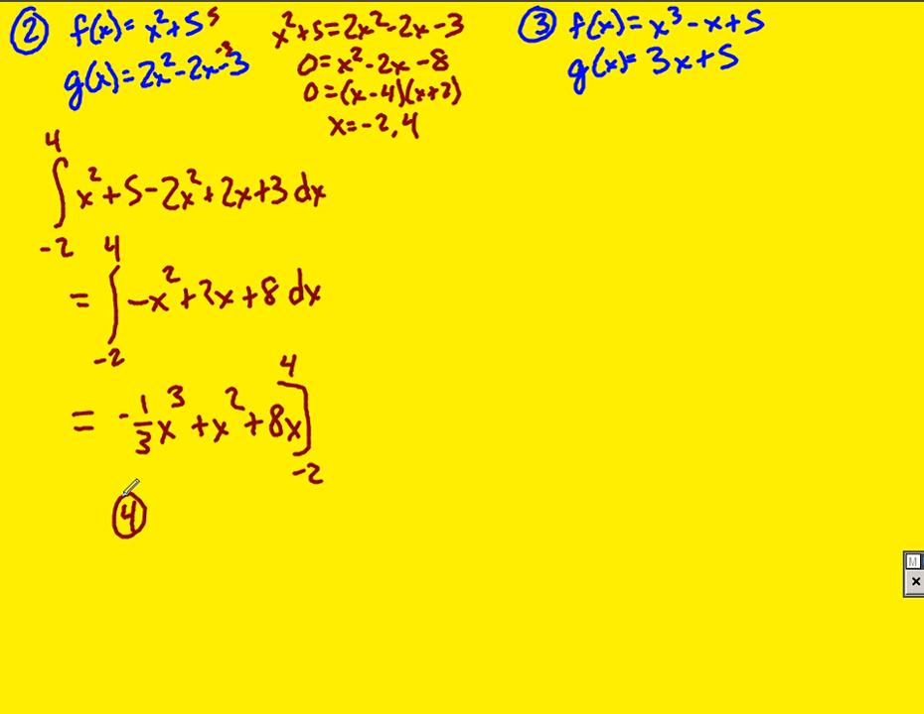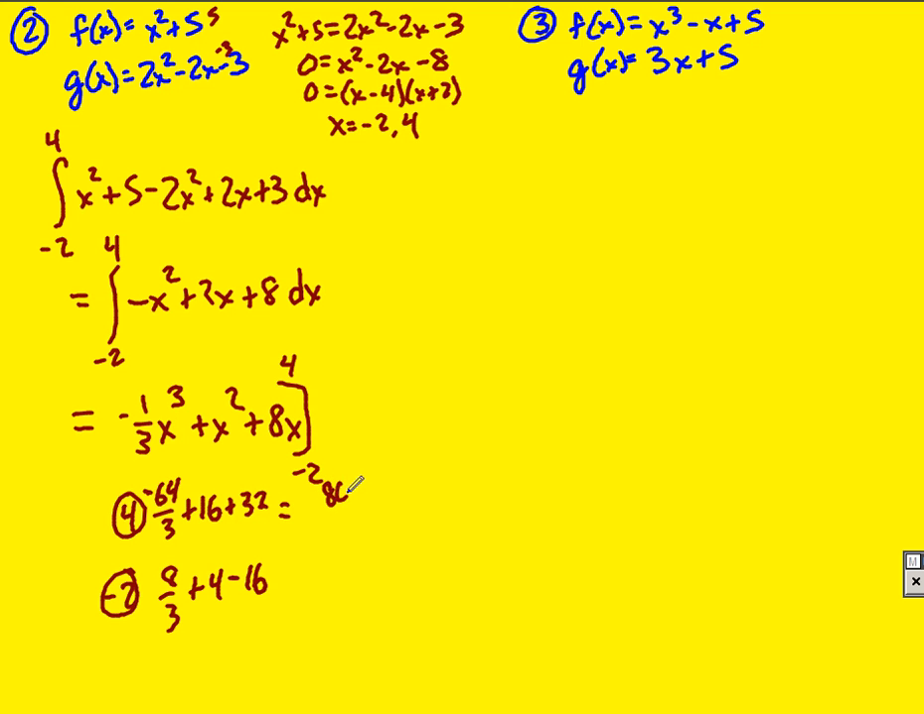So again, I'm going to plug in 4, and I'm going to plug in negative 2, just like we did before. When I plug in positive 4, I'm going to have negative 64 over 3, plus 16 here, and plus 32 here. For the lower one, I'm going to end up with a positive 8 over 3, a positive 4, and a negative 16. So I'm going to add these up; use a calculator to help you. For this one, you will get 26 2/3.